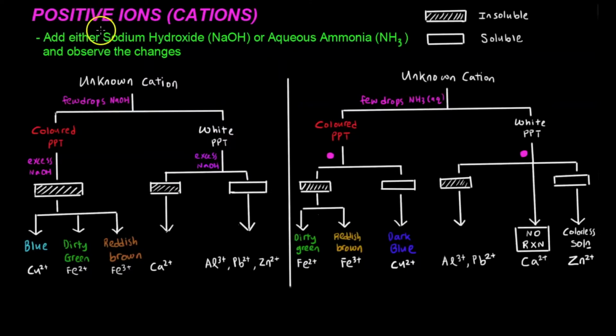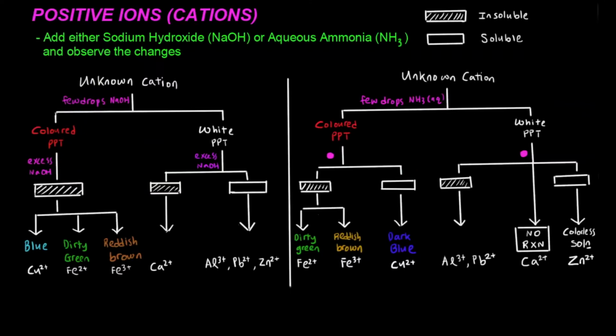To identify positive ions, which are called cations, you either add sodium hydroxide, which is NaOH, or aqueous ammonia, which is NH3, and we observe the change after we add them. Using the left-hand side one, which is adding NaOH, we always start off with adding a bit of NaOH, and then we increase the amount. We add excess NaOH, which means to add a lot of it.